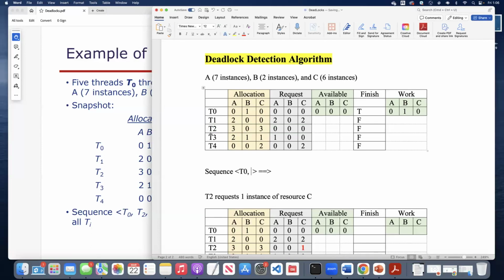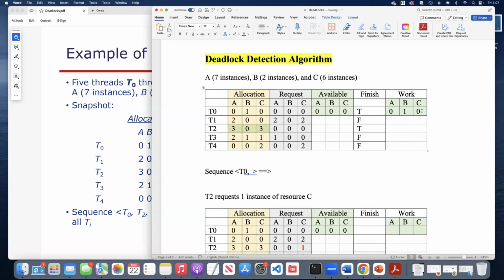And then T2 doesn't request any resource instances. T2 already gets all the needed resources. T2 can start execution and then terminates and then release these resource instances. So here the T2 request is less than work. So T2 can finish equal to true. And then we update work.